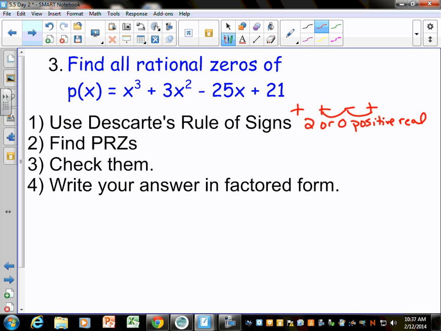And for the negative ones, I just go through and change the signs of anything that has an odd power. If it's even or the constant, it's not going to change. So x to the third, is it going to stay positive or is it going to change to negative? Because it's odd, and so odd changes when you plug a negative in. So that's going to be negative. What about x squared? Is it going to stay or change? Stay.